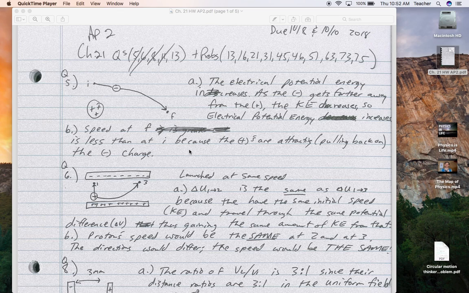So these are Chapter 21 solutions. I'll upload both a PDF and then the screencast on my website. This is for AP Physics 2.